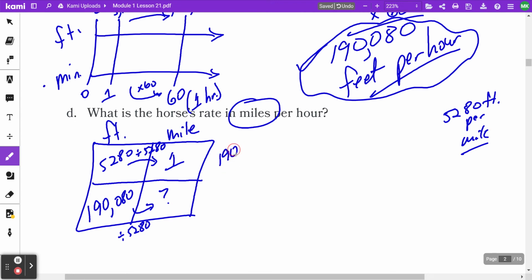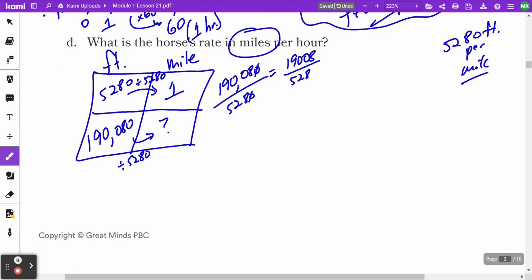So it's going to be 190,080 divided by 5,280. Well, these zeros I can get rid of, which is nice. So I'll divide them both by 10. Right, I have a brand new problem. That just turned into 19,008 divided by 528. Whew. Let me make some space. Oh, good. I have space. Let's do this. 528 into 19,008. Now, sometimes you get into a little calculator land here, folks.